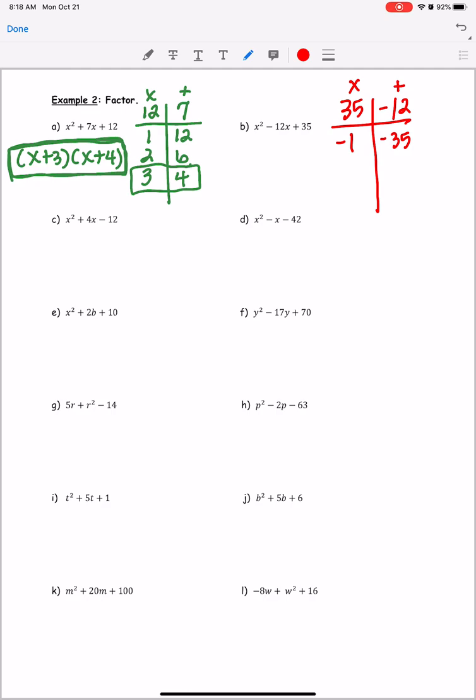Can we divide in a 2? We cannot, so we're not going to write it down. Go to the next one. Can we divide in a 3? We cannot. Can we divide in a 4? Nope. Can we divide in a 5? Yes, we can. So negative 5 times what gets me to 35? It's a negative 7. When I add those together, do I get to this negative 12? Well, yes. Negative 5 plus negative 7 is negative 12.